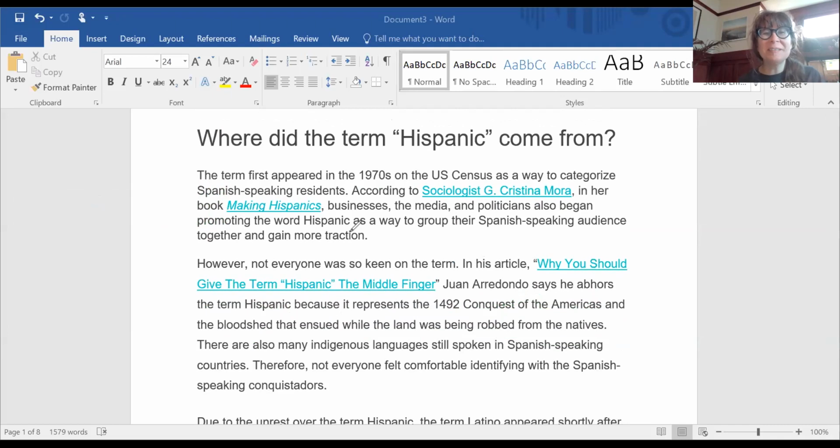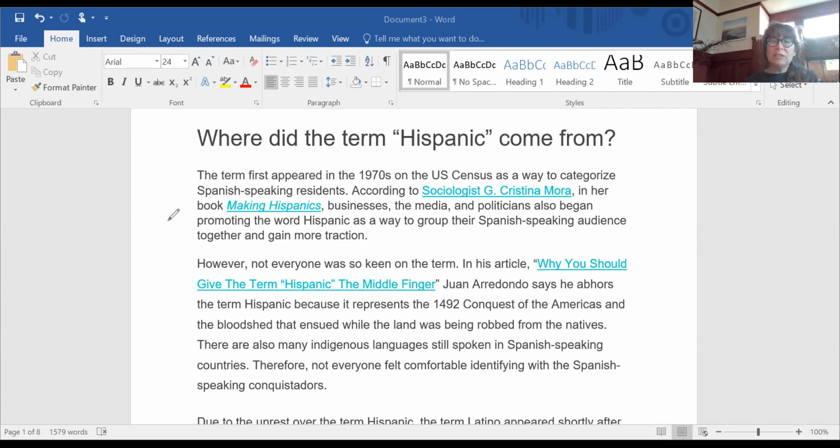Where did it come from? The term first appeared in the 1970s on the US Census as a way to categorize Spanish-speaking residents. According to sociologist G. Christina Moore, in her book Making Hispanics, businesses, the media, and politicians also began promoting the word Hispanic as a way to group their Spanish-speaking audience together and gain more traction. Okay, so it seems like this term was a way to put people who speak Spanish into a category. That's where Hispanic originally came from in the 1970s.